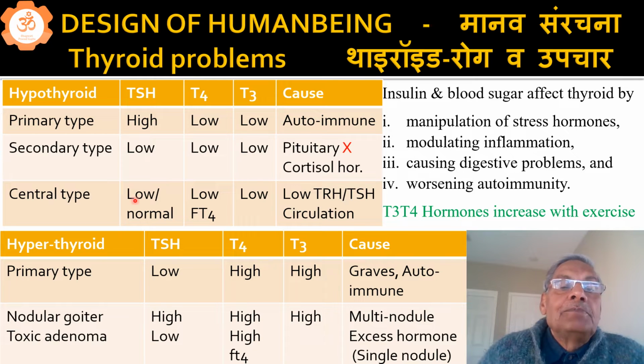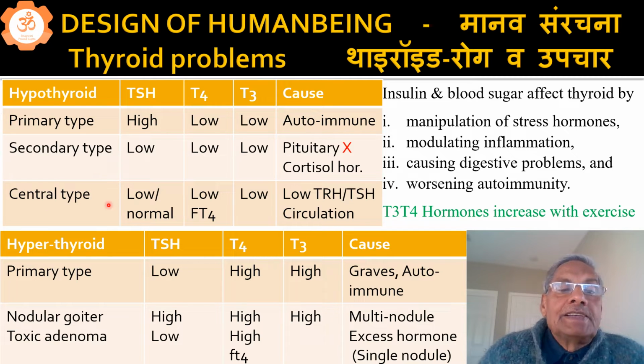What is the secondary type? Where though T4 and T3 are low because it is a hypothyroid, TSH is also low, not high. Why? Because the pituitary was not working properly. And that may be the case when there is a lot of stress and cortisol hormone is high.